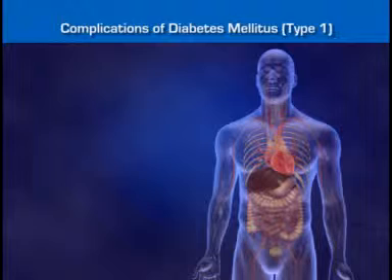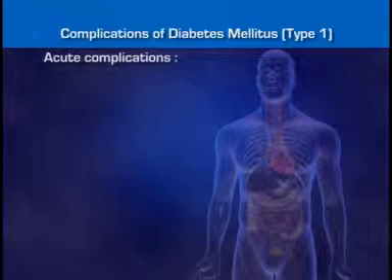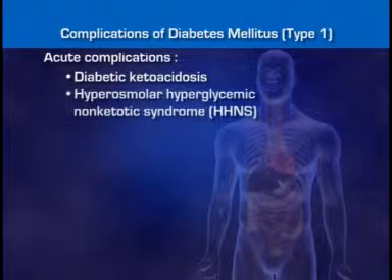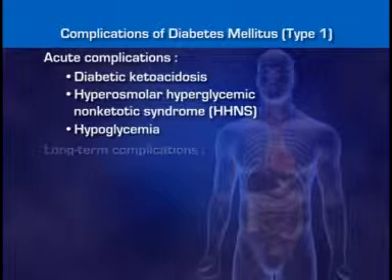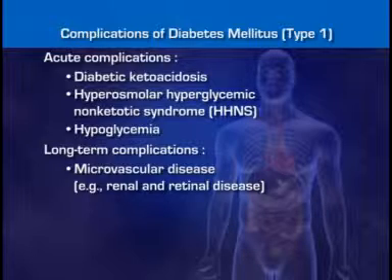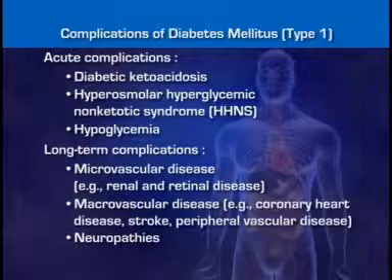Complications of diabetes mellitus include serious acute and long-term conditions, each with its own complex pathophysiology. The most important acute complications are diabetic ketoacidosis, hyperosmolar hyperglycemic non-ketotic syndrome, and hypoglycemia. The long-term complications involve microvascular diseases such as renal and retinal disease, macrovascular disease such as coronary heart disease, stroke, and peripheral vascular disease, and neuropathies.